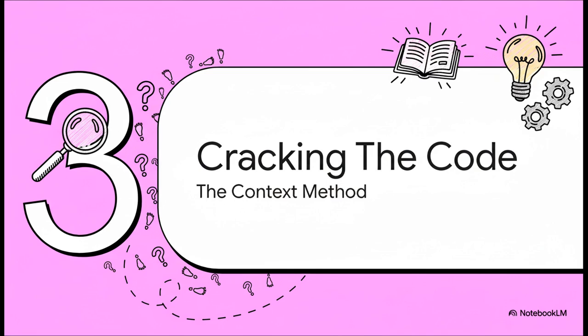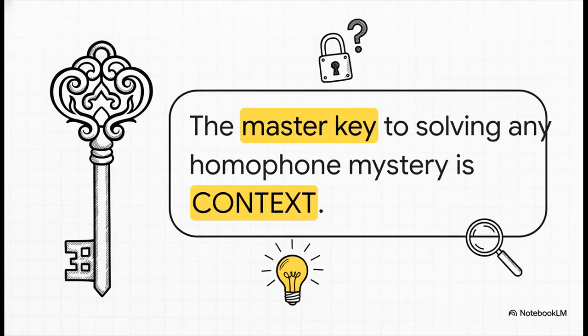Okay, so we know who our suspects are, and we know where they came from. Now for the really crucial part. How do we crack the code when we run into one of these tricksters out in the wild? Turns out, there's a method to solve this mystery every single time. And here it is. This is the single most powerful tool in your entire detective kit. It's not about memorizing a million different rules. The master key, the secret weapon, is context. The real meaning of a word is always revealed by the company it keeps.